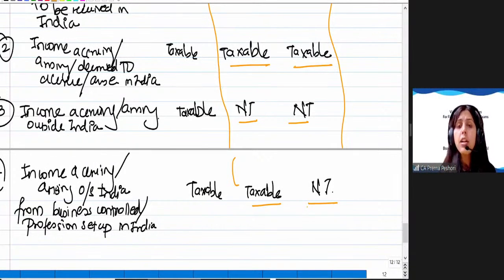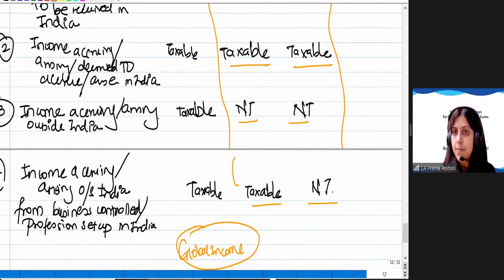For ROR, remember one thing, the global income is taxable. For ROR, always the global income is taxable. For NR and RNOR, there is only one difference, which is at point 4. Income derived from business controlled in India. So even though the business is carried on outside India, if it is controlled from India, for RNOR it will be taxable. For NR, it will not be taxable.